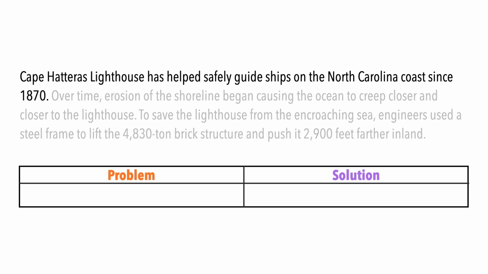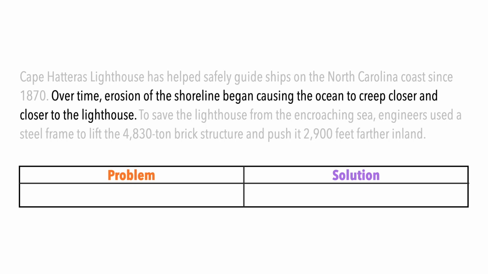Cape Hatteras Lighthouse has helped safely guide ships on the North Carolina coast since 1870. Okay, so far no issues, just a normal old lighthouse doing its job. Let's keep going. Over time, erosion of the shoreline began causing the ocean to creep closer and closer to the lighthouse. Uh-oh, that doesn't sound good. The shoreline was eroding, so the distance between the lighthouse and the ocean was gradually decreasing. That's definitely an issue, so let's add it to our chart. Erosion was causing the ocean to move closer to the lighthouse.